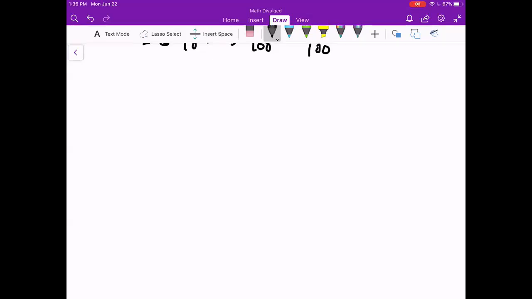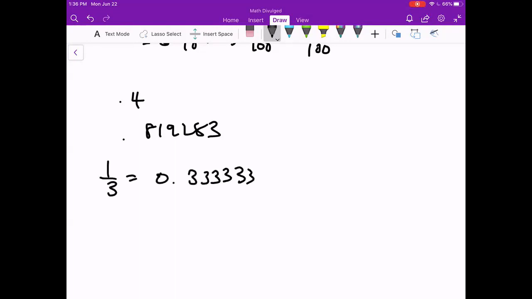An example of a terminating decimal would be 0.4 or 0.819283. These are terminating. They don't go on forever. Something which is not terminating is like 1/3, which is 0.33333..., which we represent as 0.3 bar. And the bar just represents the part that repeats.